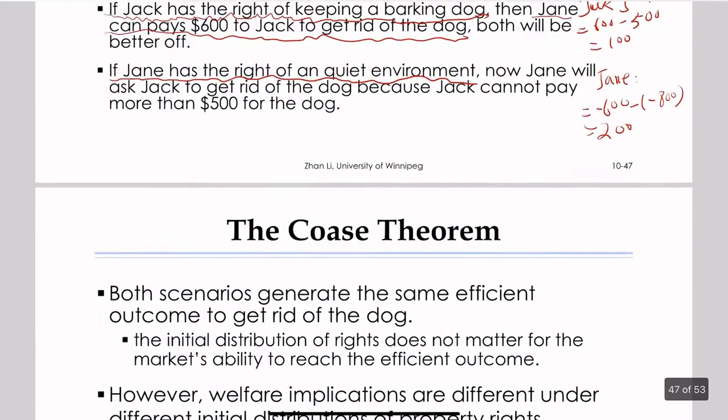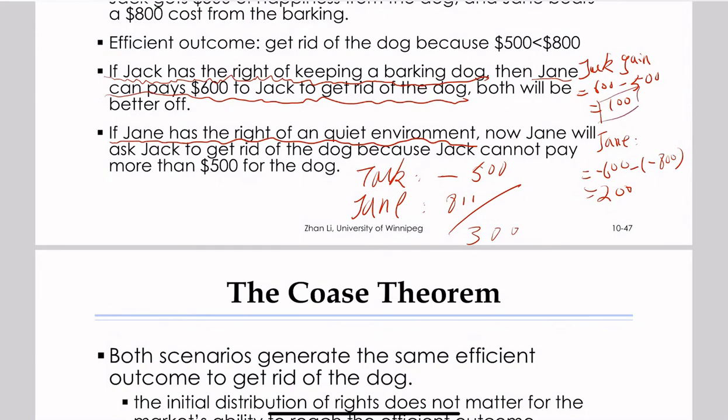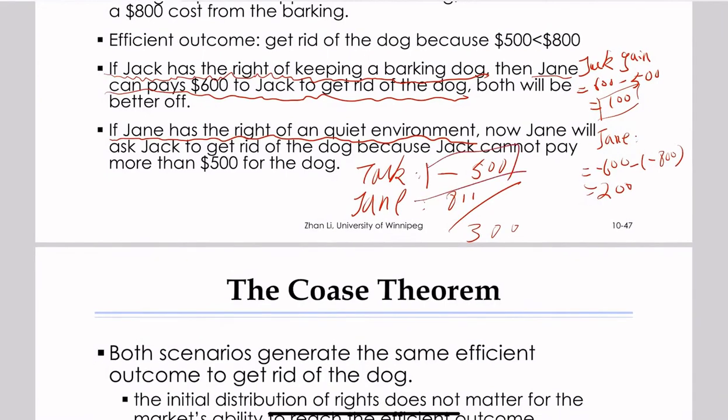A third comment is about the welfare effect. Well, you can see that you will always achieve this efficient outcome, no matter how you allocate the initial rights, right? However, you can see that the allocation of right will affect each individual's welfare. So in the first case, Jack has the right. So after getting the dog, Jack will get $100. And in the second case, Jane has the right, and Jack will just lose $500. So Jack is far worse off in the second case.